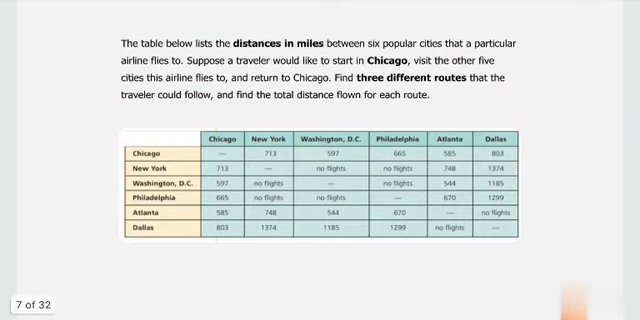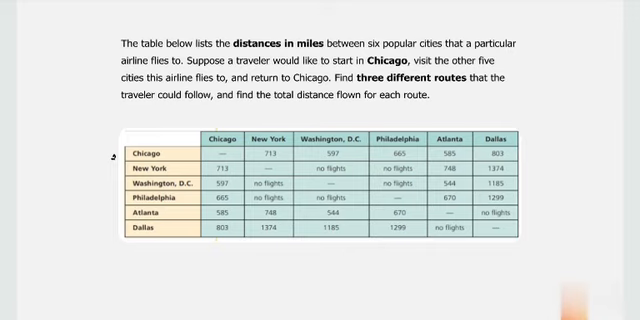Okay, let's go straight to an application problem. You have a different set of cities here: Chicago, New York, Washington, Philadelphia, Atlanta, and Dallas. The table below lists the distances in miles between six popular cities that a particular airline flies to. Suppose a traveler would like to start in Chicago, visit the other five cities this airline flies to, and return to Chicago. Find three different routes that the traveler could follow and find the total distance flown for each route.